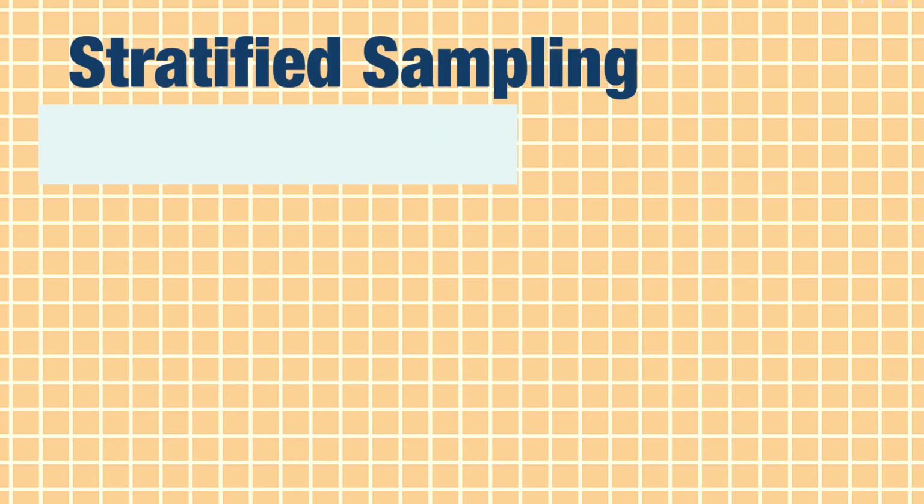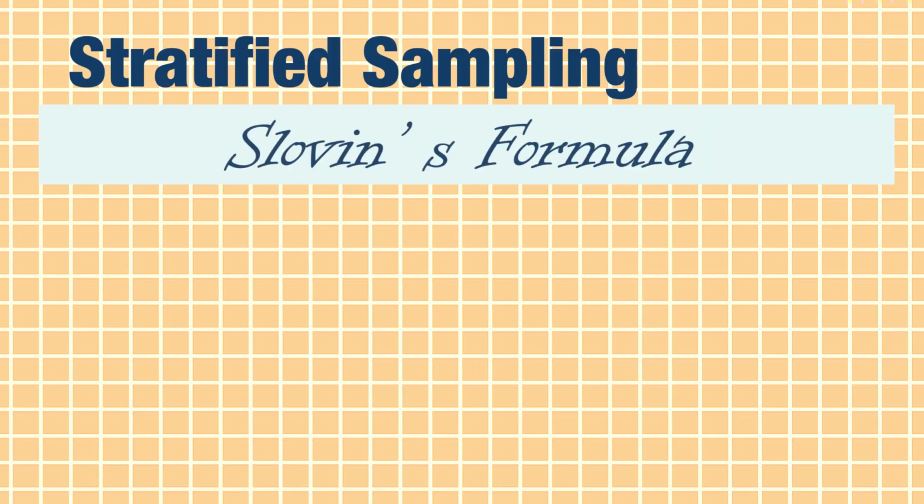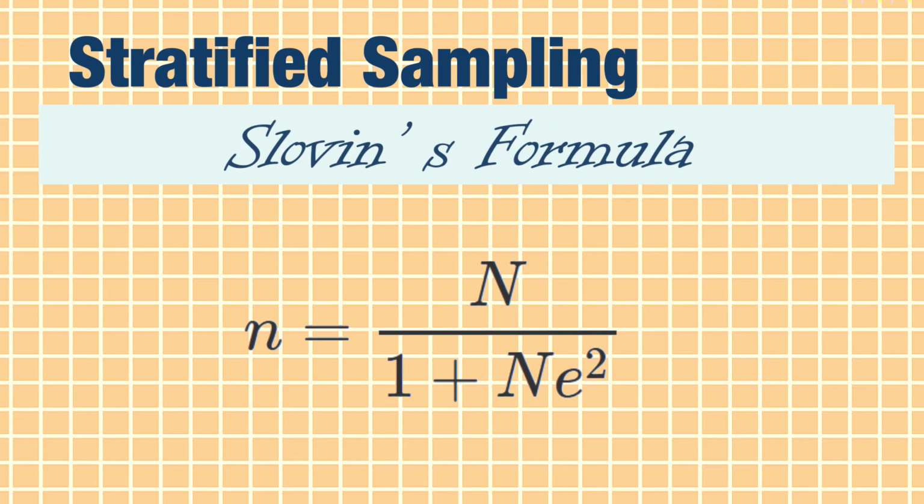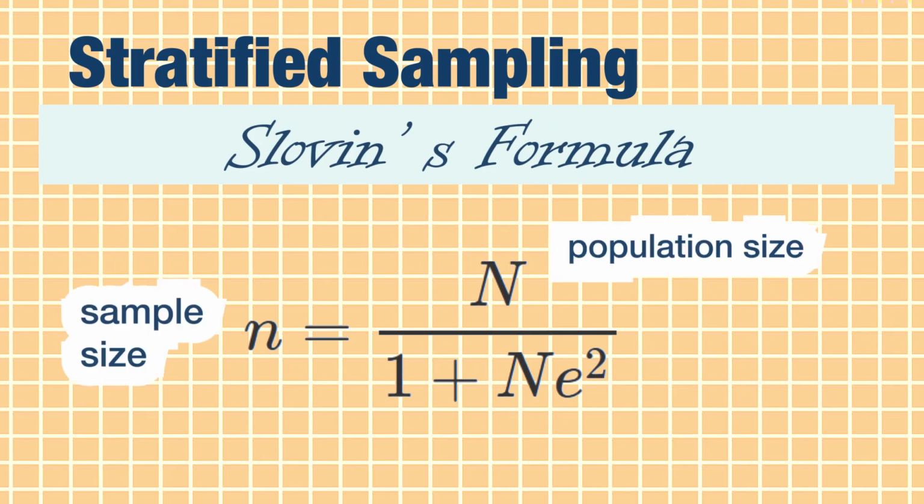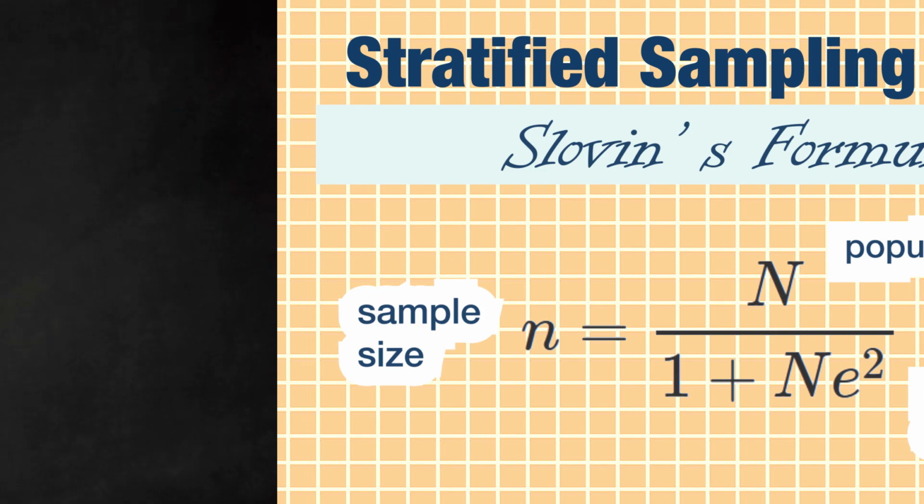Stratified sampling uses Slovin's formula. Slovin's formula is used to calculate the sample size given the population size and a margin of error. Using Slovin's formula, you will be required to survey the population size over 1 plus population size times margin of error raised to 2 people.